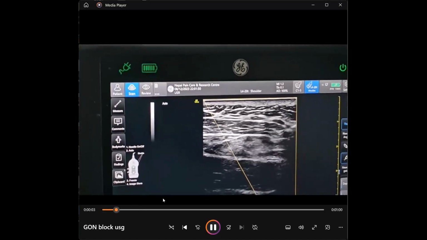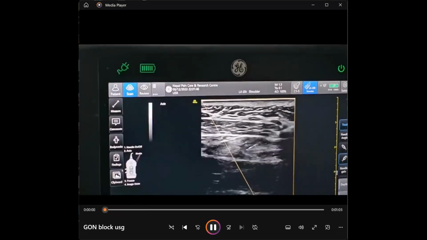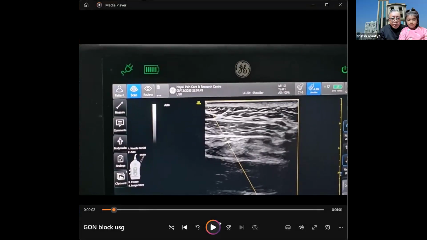Okay, you can explain the layers. You can stop the video and explain the layers. So here you can see the lower white shining part is the lamina of C2, and just above it the black hypoechoic muscle is the inferior oblique. Just above it is the semispinalis capitis, and above it is the trapezius, and skin and subcutaneous tissue. Between the semispinalis capitis and the inferior oblique muscle is the plane where the greater occipital nerve lies laterally, and medially the third occipital nerve lies.